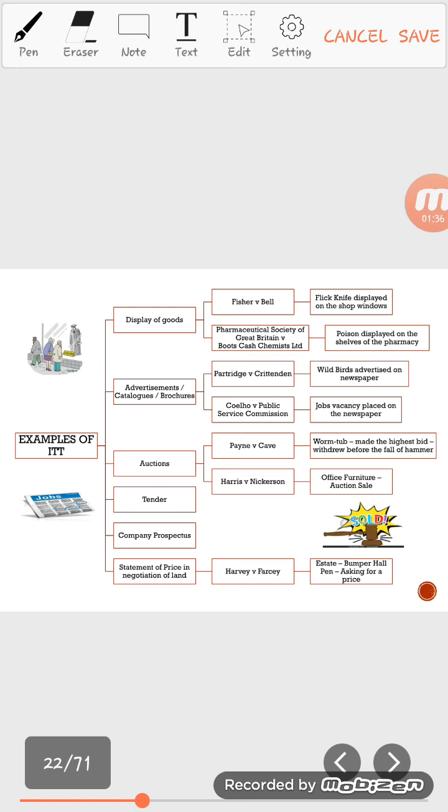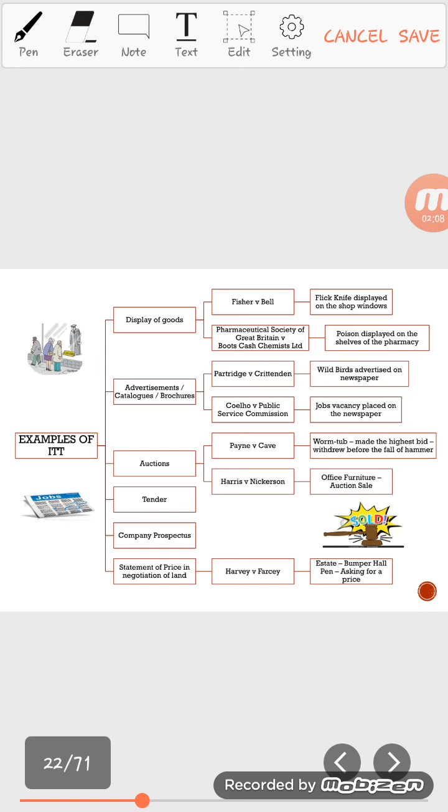And then after that, the legislator amended the law, whereby they said that offering of weapon may include display of goods also. So there were changes of the law after the decision of this case. And next, we move to Pharmaceutical Society of Great Britain versus Boots Chemist Limited.